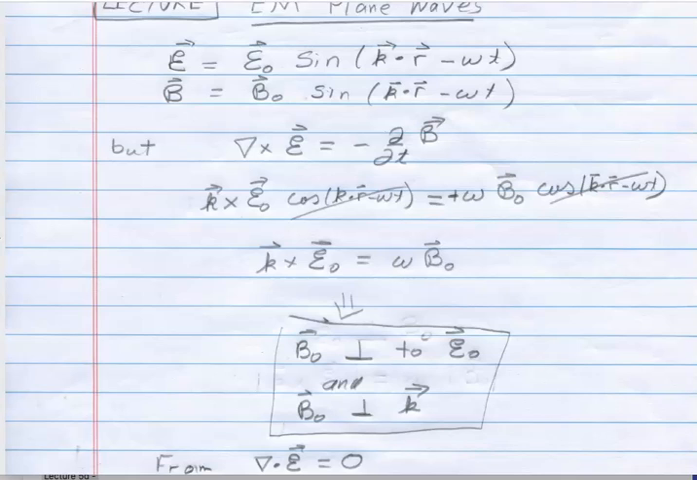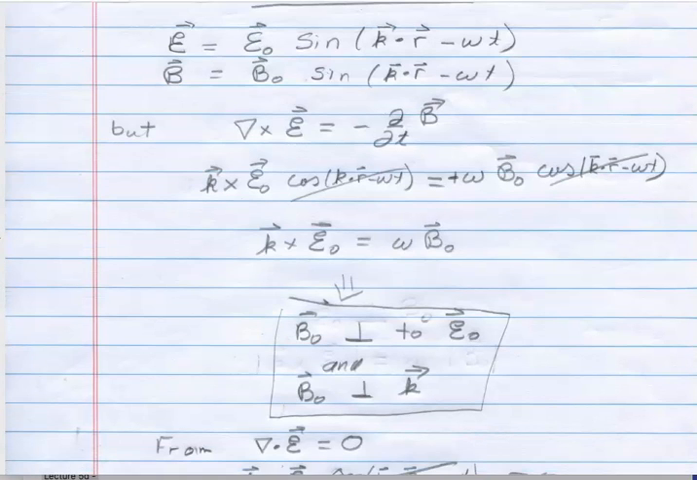And these are the amplitudes of those two sinusoidal plane waves. And if you look at that, omega is a positive constant, and anytime you cross two vectors here, the result is perpendicular to both of them. And so from this relationship, I can tell you immediately that the magnetic field amplitude is perpendicular to E naught, and it's perpendicular to k. So it's perpendicular to the electric field vector and perpendicular to the k vector.